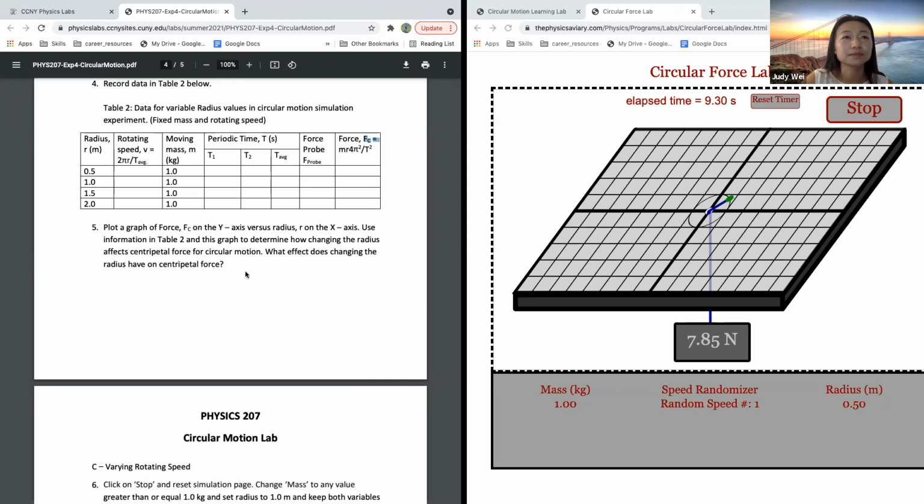And we get a linear relationship. Let me see, someone's asking questions here.